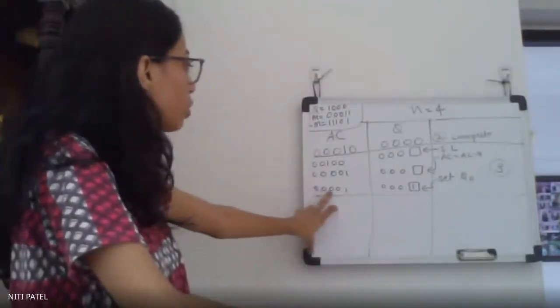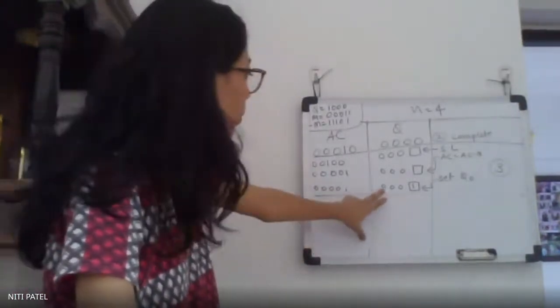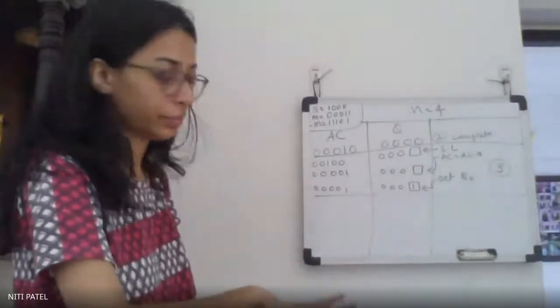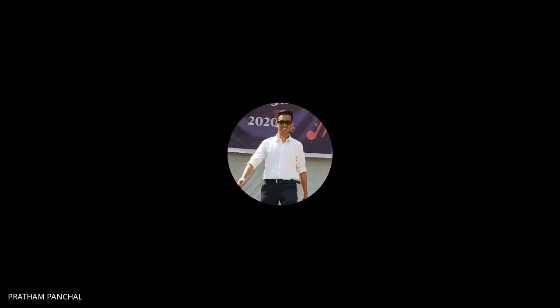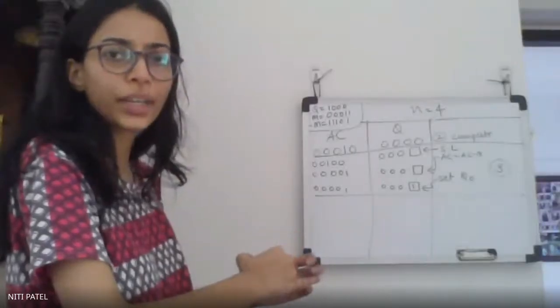AC is 00001 and Q is 0001. Ma'am, we don't have to write that Q count is equal to count minus 1? No, you don't have to write that anywhere.